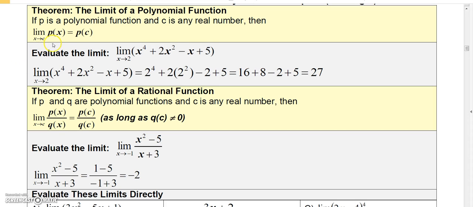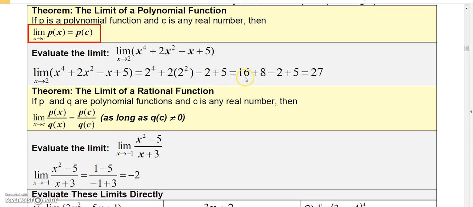Okay, well, if you put all those properties together, it actually allows us, if we want to take the limit of a polynomial as x approaches some number c, that would just be the polynomial evaluated at c. So we don't have to break the polynomial up into a bunch of terms like we did up there. So if I want the limit of this polynomial as x approaches 2, then all I have to do is plug 2 in for each of these terms for x. So that would be, the limit would be 2 to the 4th plus 2 times 2 squared minus 2 plus 5.